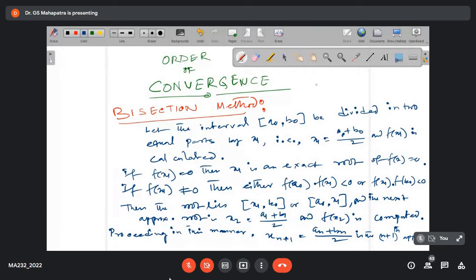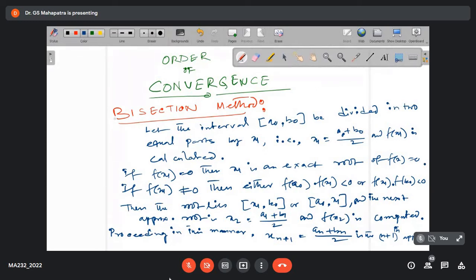Let the interval a naught comma b naught be divided into two equal parts by x1, that is bisection. You have to make two equal parts. So x1 equals a naught plus b naught by 2, and f of x1 is calculated. Why are you calculating f of x1? In the next step we have to check the root's location, correct? So to identify the root's location, we have to do that.